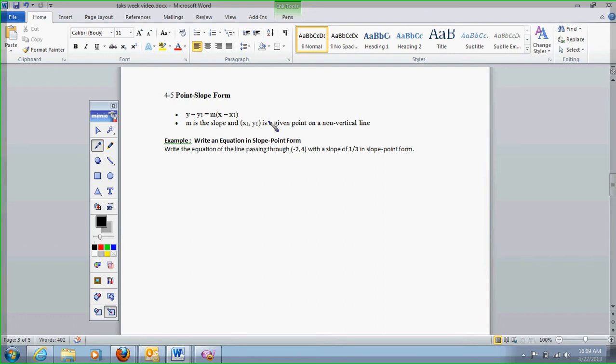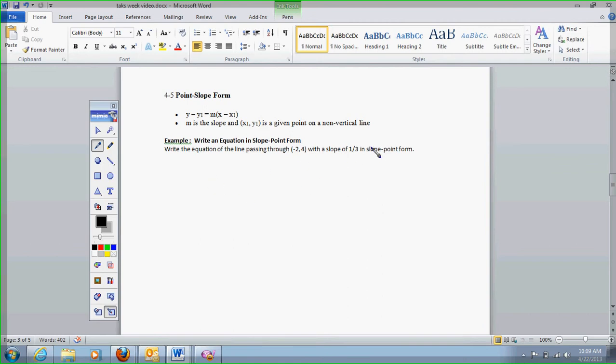So just kind of like in your slope formula where you have y2 minus y1 and x2 minus x1, these are kind of the same thing. It just means this x1, y1 is just a point on the line. Let's take a quick look at an example here. Write an equation in slope point form. This should be point slope. Write the equation of the line passing through -2, 4 with the slope of 1/3 in point slope form.